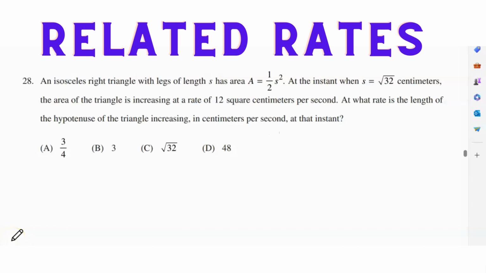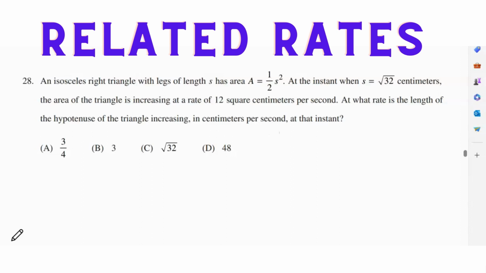An isosceles right triangle with legs of length s has area A equals 1/2 s squared. At the instant when s is equal to root 32 centimeters, the area of the triangle is increasing at a rate of 12 square centimeters per second. At what rate is the length of the hypotenuse of the triangle increasing in centimeters per second at that instant?